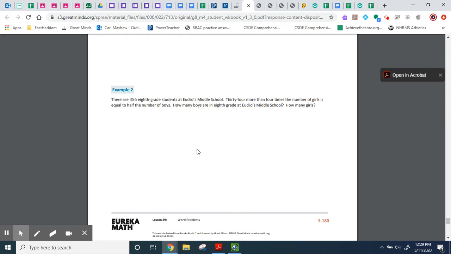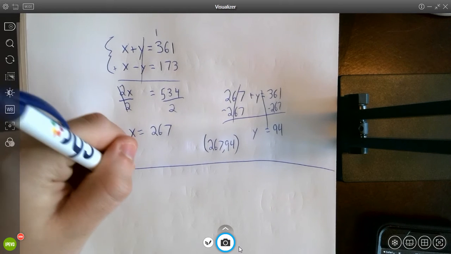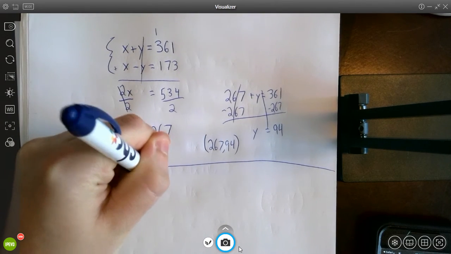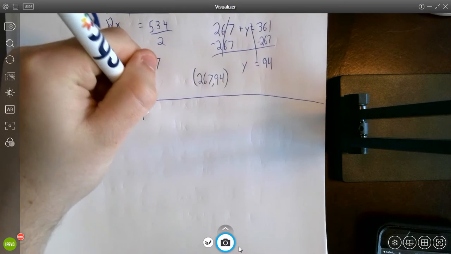For the second one, there are 356 8th grade students at Euclid's Middle School. 34 more than 4 times the number of girls is equal to half the number of boys. 34 more than 4 times the number of girls. So let's start with that. 34 more than 4 times the number of girls.